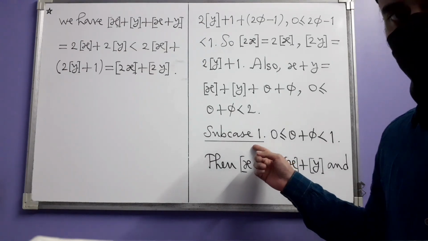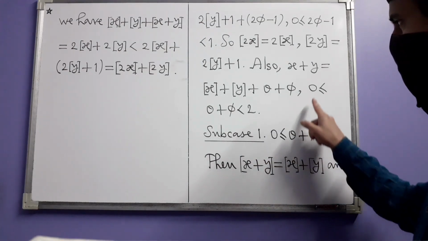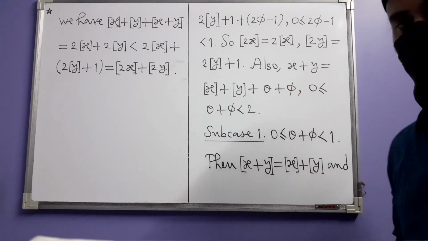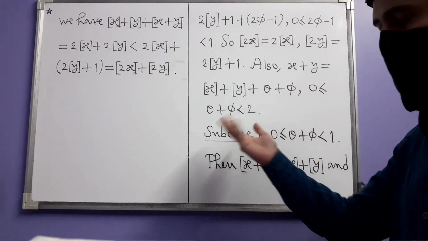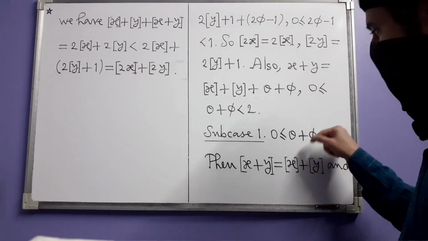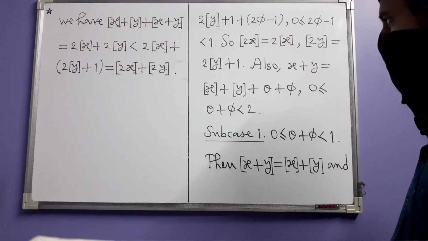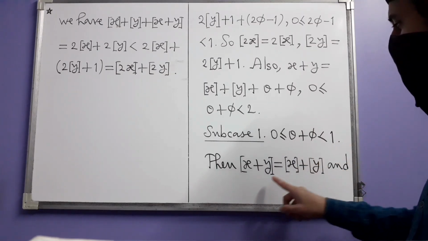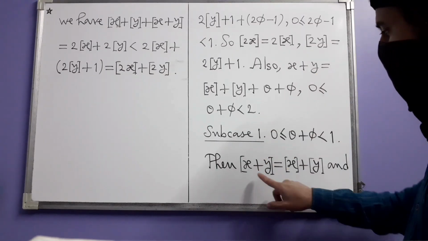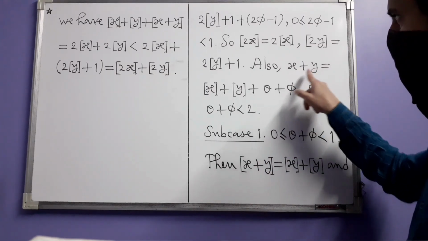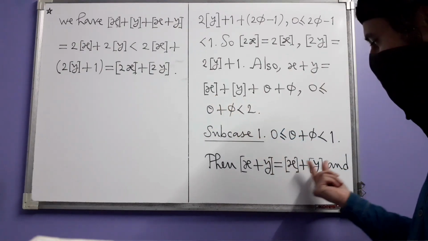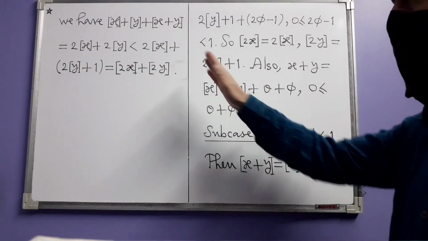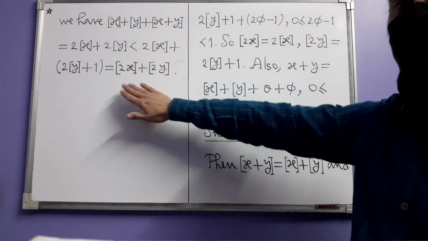Subcase 1 is the easier one, where theta plus phi is of course greater than or equal to 0 but less than 1. Then also it's less than 2, but in particular it's less than 1. Then from this last equation and these inequalities, we get as before that the box value of x plus y equals box x plus box y.